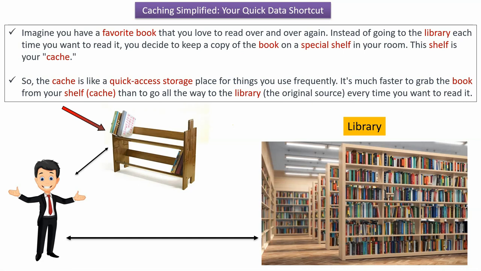So the hash is like a quick access storage place for things you use very frequently. It is much faster to grab the book from your shelf than to go all the way to the library every time you want to read the favorite book.